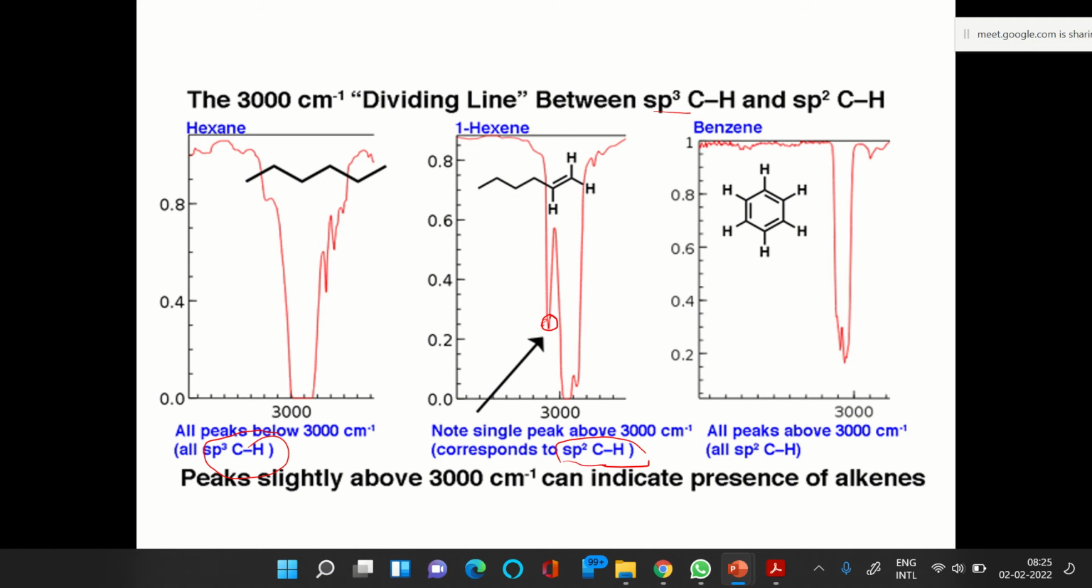So there are two things that intensity will depend on. One, dipole moment, how strong the dipole is. Two, within the molecule, what is the population, what is the relative number of such groups appearing in the molecule. So both these things determine your intensity.